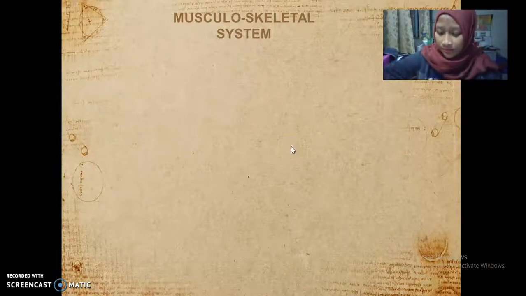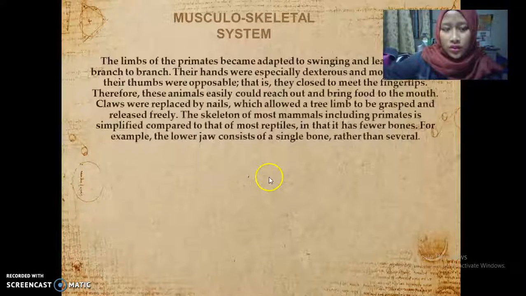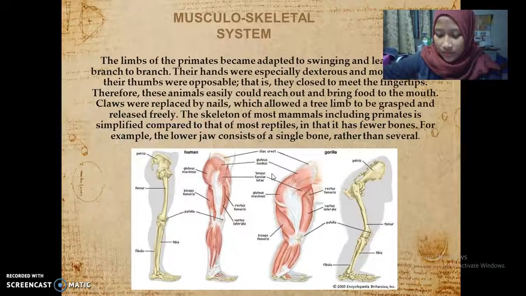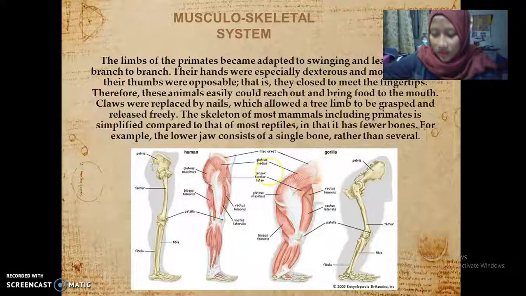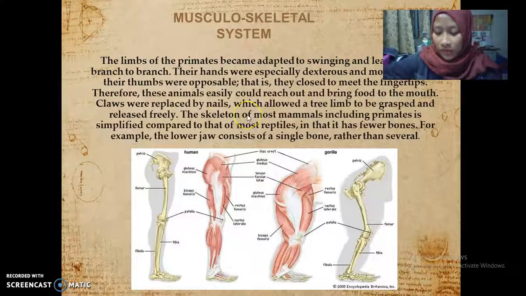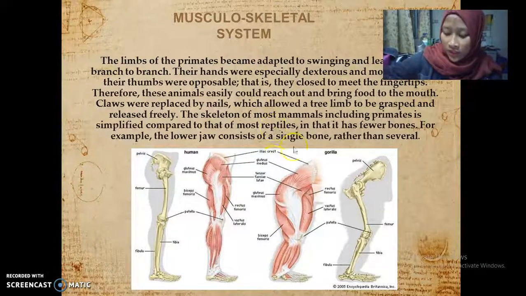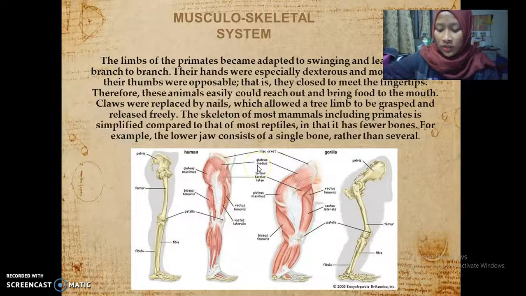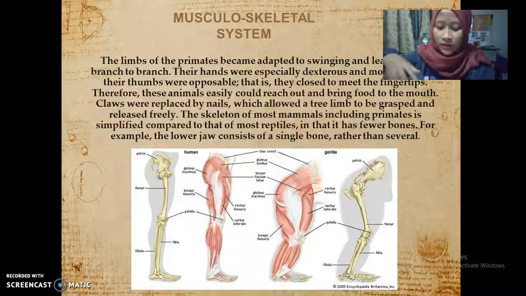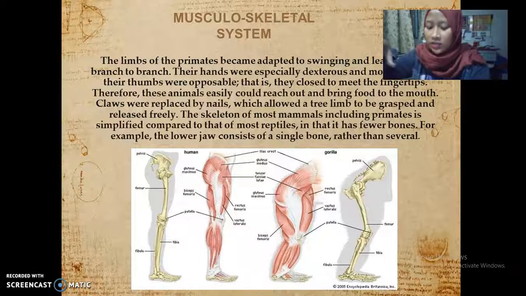Next, we move on to the musculoskeletal system. Let's focus on the limbs. The shape, the length and the proportion of limbs between humans and apes are quite different, where human legs are proportionally longer than gorilla legs, and the gorilla or ape arms are also proportionally longer than human arms. And the size of the hands and feet is larger in the apes compared to humans.